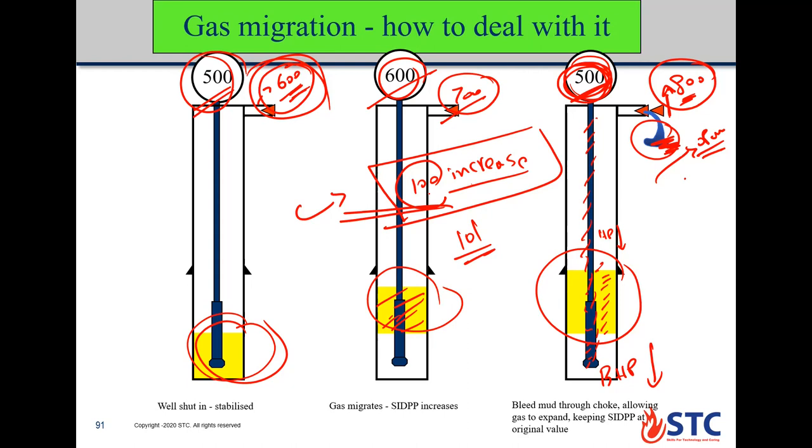So avoid the formation break or something. Yes. Okay, so to keep the situation under control, you keep drill pipe pressure constant, not casing. If you need to keep casing constant, you're going to reduce the hydrostatic pressure here, so you're going to have a further influx.